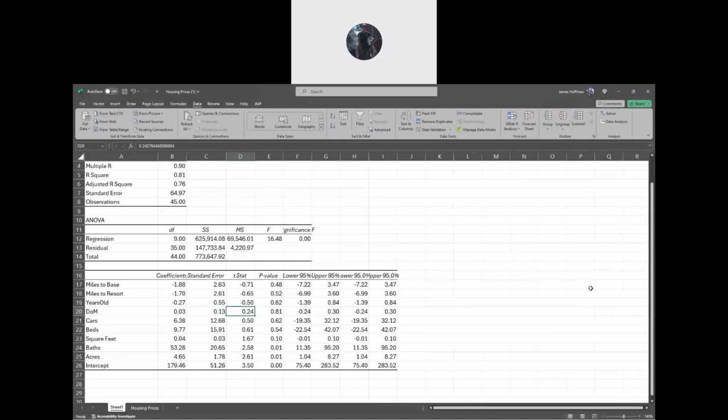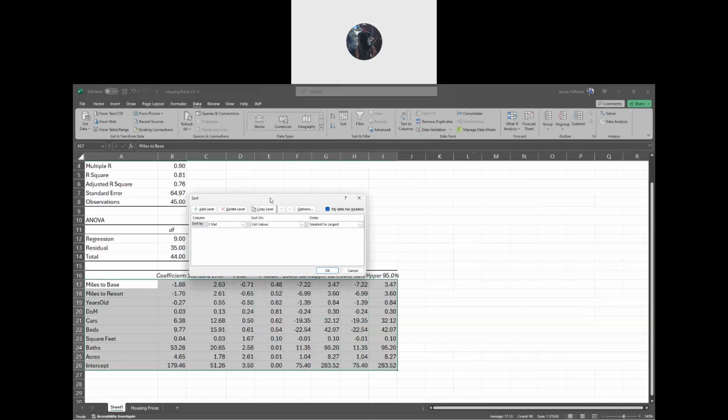So did the sort part work? Sure. So choose all this, and then Data tab, Sort, and then there should be a column, sort by, and just choose t-stat.